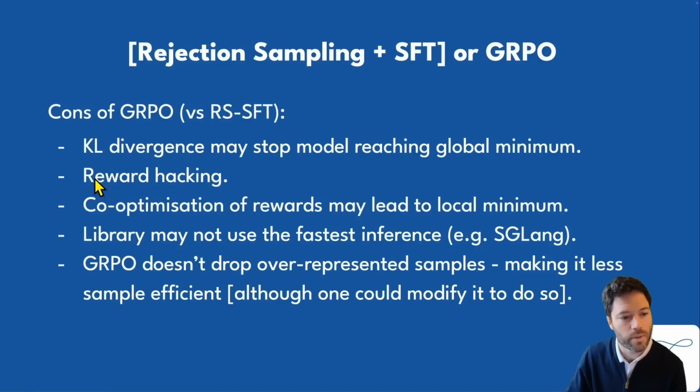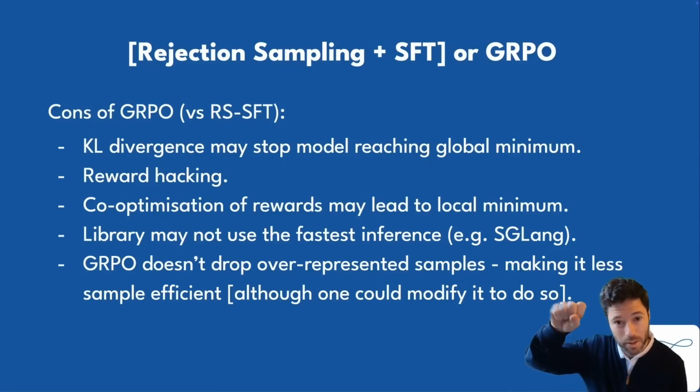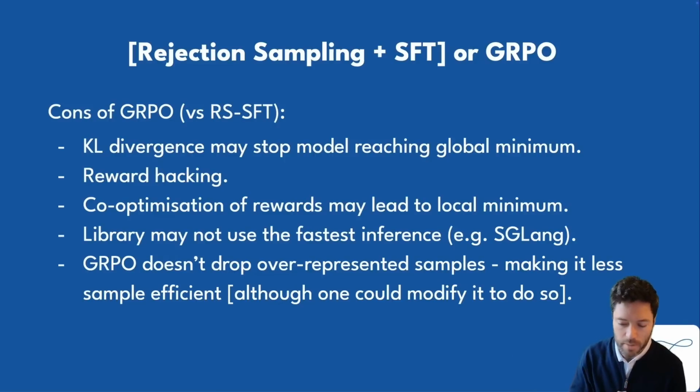It could hinder you. Reward hacking is a big problem in GRPO because you're adding together rewards, which means it might optimize for one over the other, but also you could just have reward hacking even if you have one reward. Co-optimization of rewards may lead to local minimum. That's actually just what I said. Because you're putting in these multiple rewards, you might see the format gets very good like we did in this example, but actually the correctness kind of plateaus.